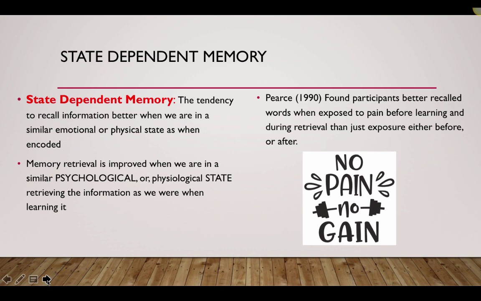In the 1990s, subjects were found to recall information better if, while they were learning information, they were exposed to minor amounts of pain during the learning. They remembered the list of words better if they were exposed to a similar amount of pain while they were retrieving the information than if they just experienced pain learning and not pain retrieving, or not pain learning and pain while retrieving. So if both the encoding and retrieval circumstances were in the same physiological state, we remembered better.